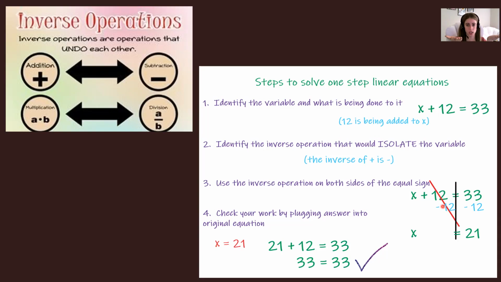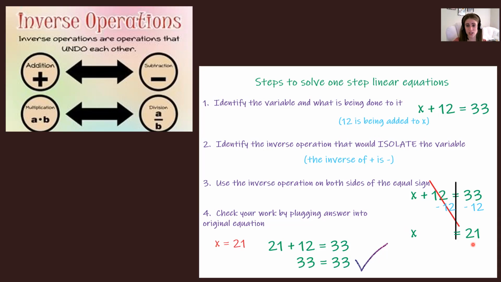With an equation, we have to keep it balanced. So whatever we do to one side, we have to do to the other. So if we're subtracting 12 here, then we need to subtract 12 from this side as well. So 12 minus 12 is 0, which just leaves us with our X. And then 33 minus 12 is 21. So we just solved that equation and said, all right, X is equal to 21.